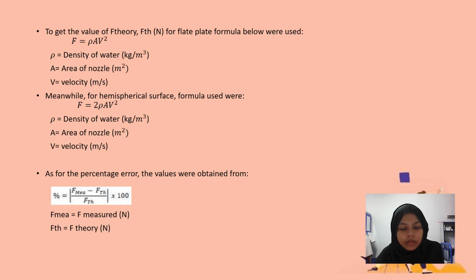And lastly, for the percentage error, the values were obtained from the formula: absolute FMEA minus force theory, divided by force theory, times 100. So in this formula, FMEA equals F measured that were given to us in the raw data in Newton unit, and FTH is the one that we calculated by using the formula, also in Newton unit.